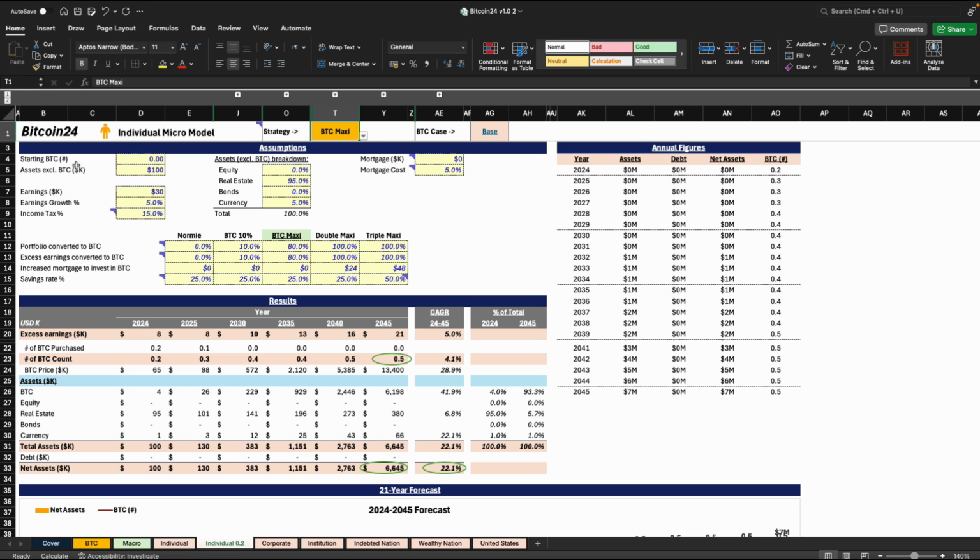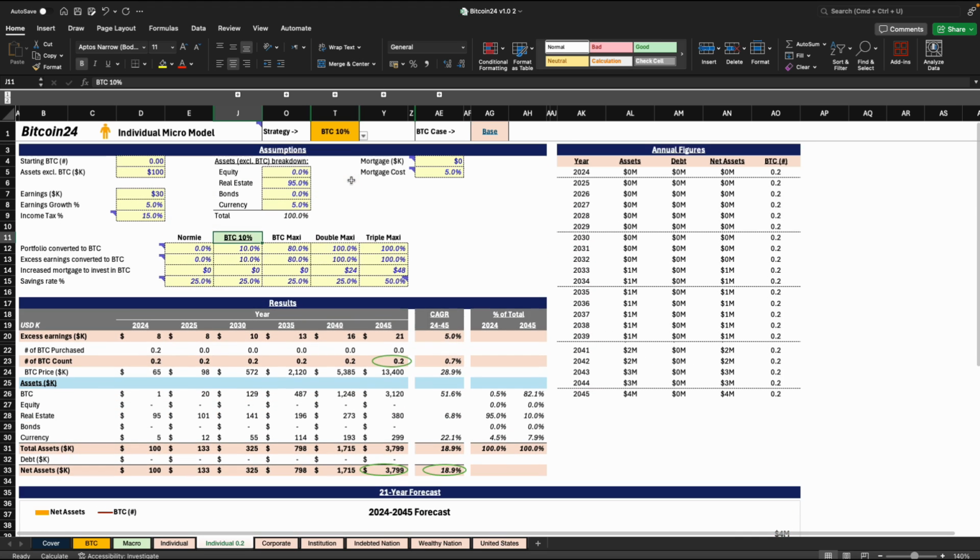Now, if we keep the same assumptions, but we change the strategy to only BTC 10%, it's still not bad. You will have half of what you would, so you'd have $3 million by 2045. So it's not 6 million, but you would be investing less, which is 10%.